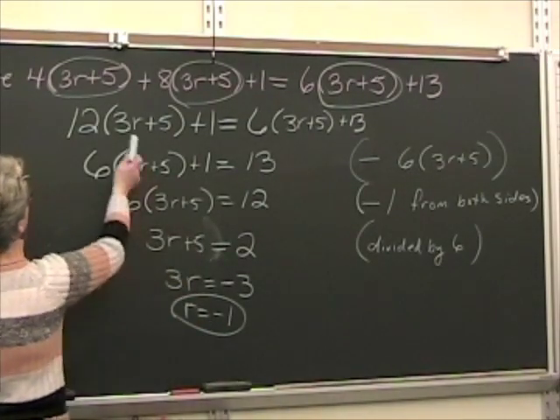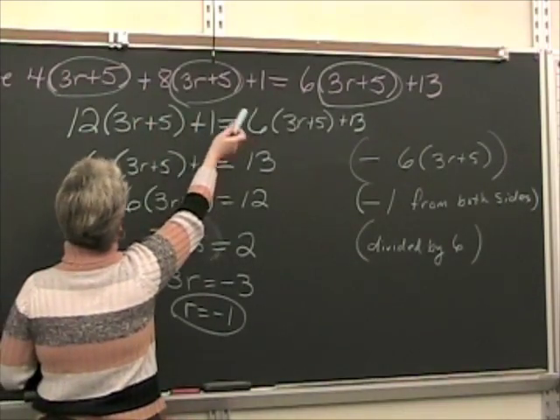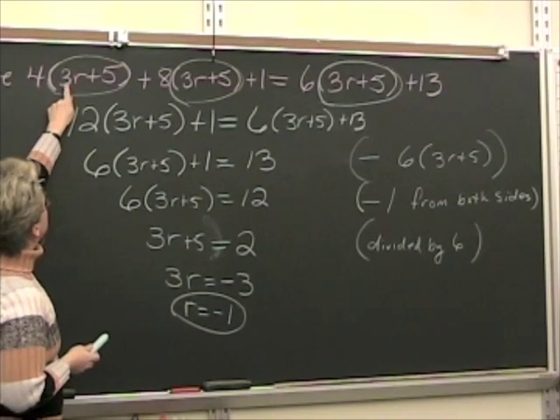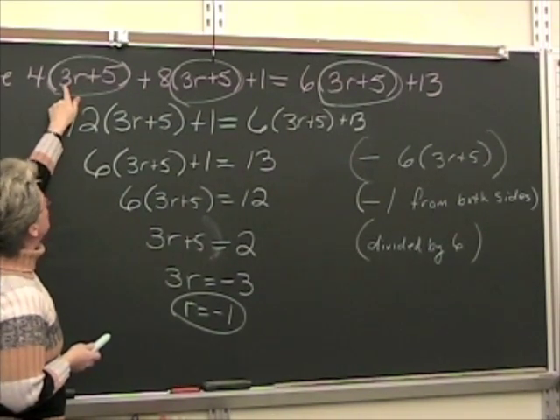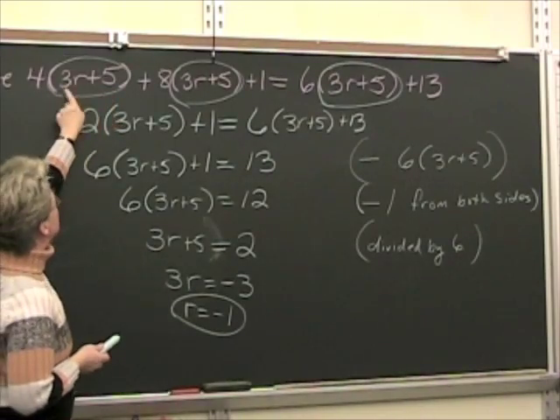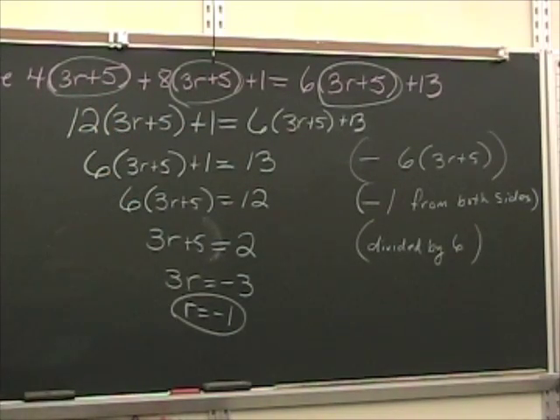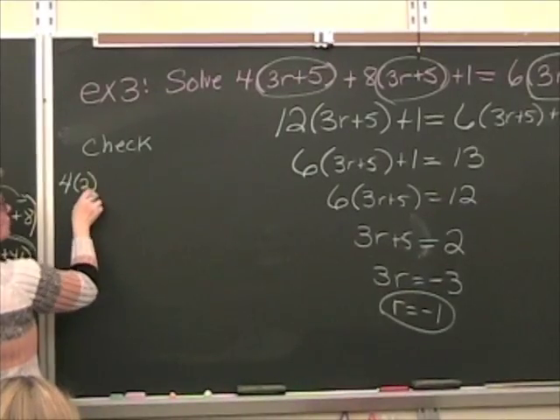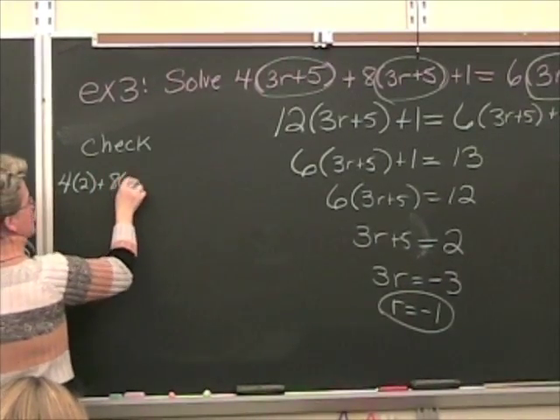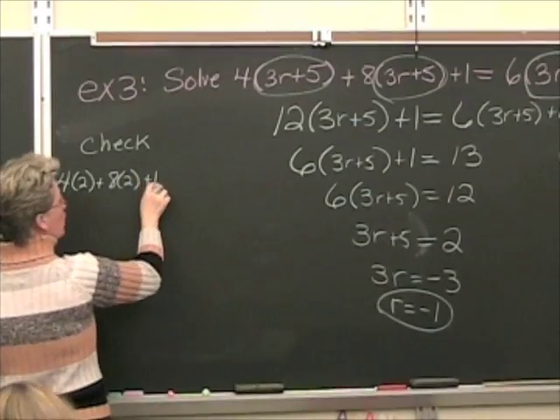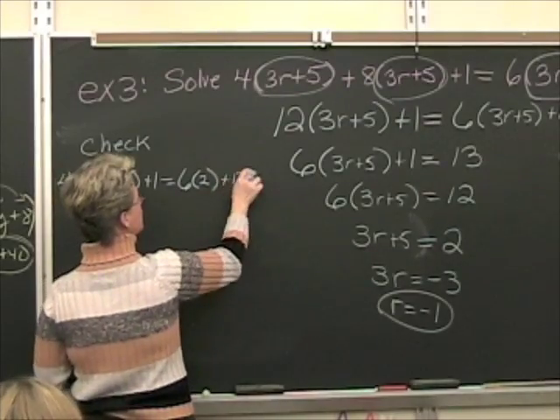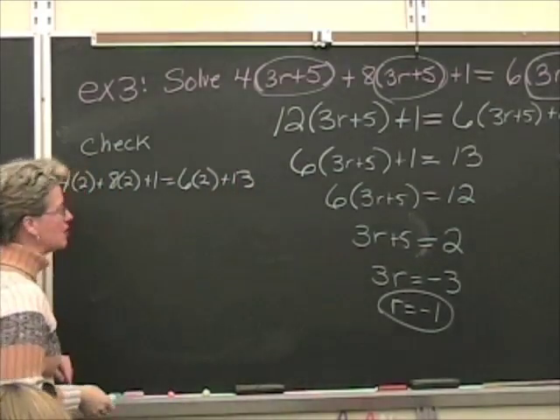And I put negative 1 up in here. Each one of these little quantities, if I put a negative 1 in here, negative 1 times 3 is negative 3, plus 5 is 2. Each of those quantities would turn into 2. So let's do a very quick check. I would then get 4 times 2 plus 8 times 2 plus 1 is equal to 6 times 2 plus 13. Well, let's see if that's a true statement.